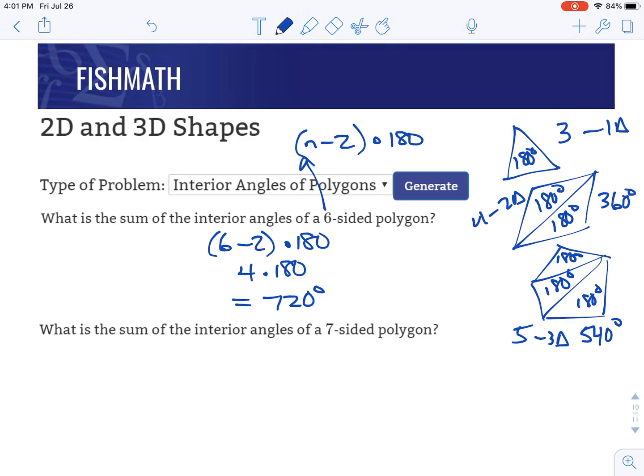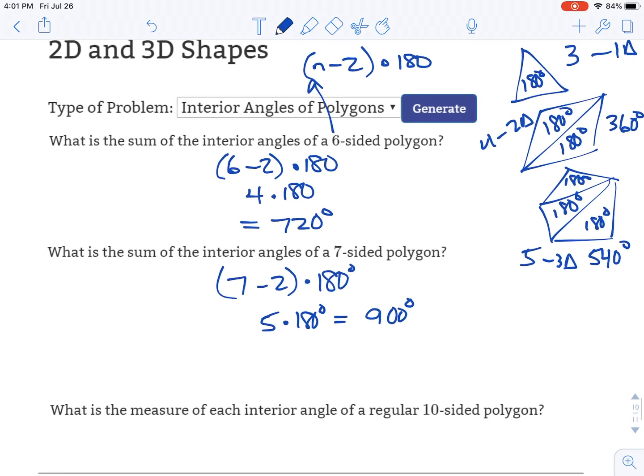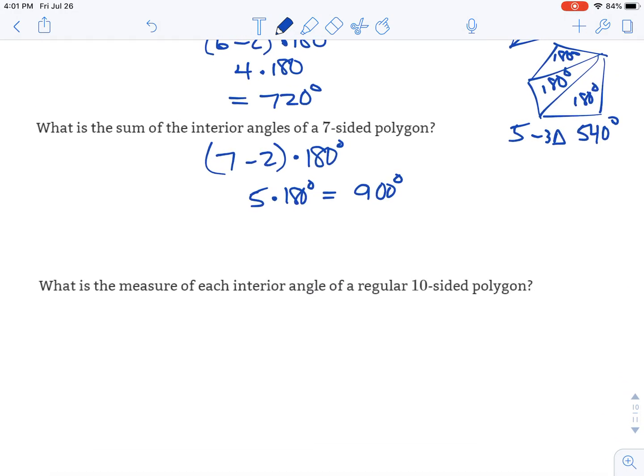For the next one, very similar. If it's 7-sided, it would have 5 triangles inside. So 5 times 180 would be how many total degrees would be inside, which would be 900 degrees. And then we can go one step further. If we know the total, we can figure out each angle if it's a regular shape.